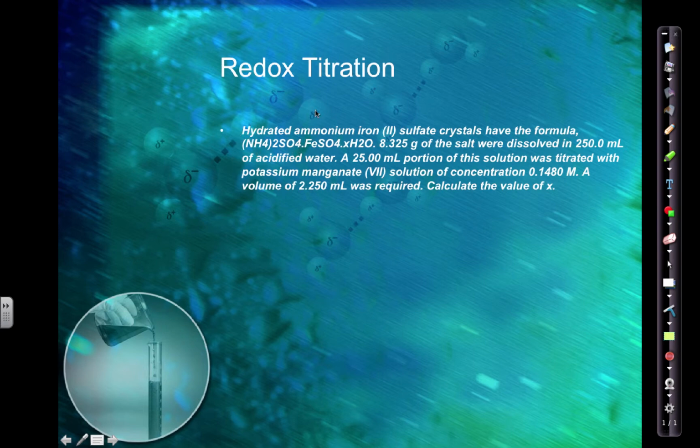So right here I have hydrated ammonium iron 2 sulfate crystals. So this is what it is. It's this huge complex, and it's got so many water molecules attached to it. So remember, that's what a hydrate is. It's a crystal or an ionic compound that has water molecules surrounding it.